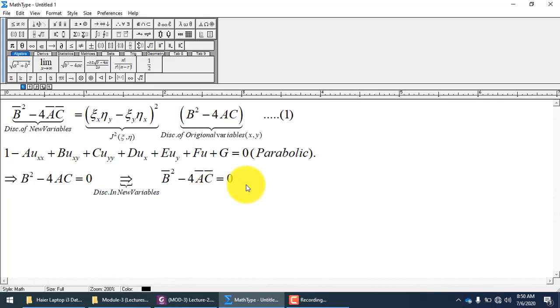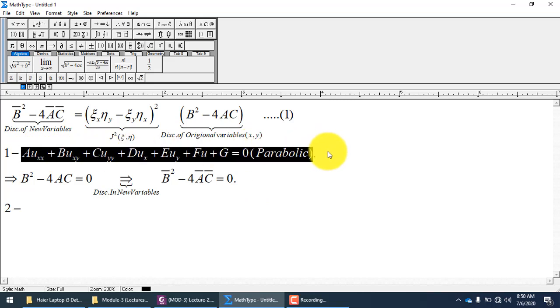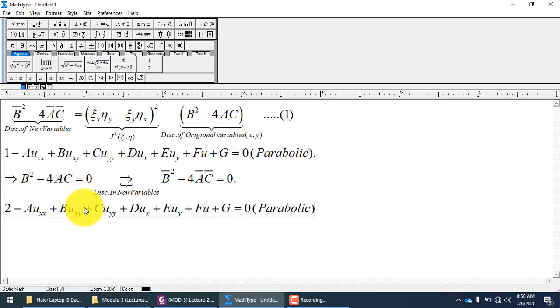Similarly, if you apply the second case, that whole equation which was parabolic is now elliptic, then what will be the discriminant?